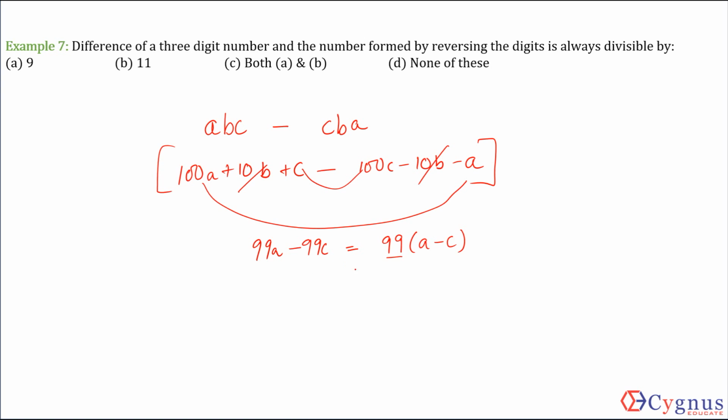But 99 is not there in the option. So what we can do, this 99 can be written as 9 into 11 into A minus C. So I can say that my number will be divisible by 9 as well as 11. Fine. So what's the answer? C. So whenever you get a question based on two-digit number or three-digit number, how do we solve them? हमेशा नंबर को प्लेस वैल्यू के टर्म्स में लिखने की कोशिश करो. Now you can remember this as a property also. A three-digit number minus a number formed by reversing the digits will always be divisible by 9 and 11 both.